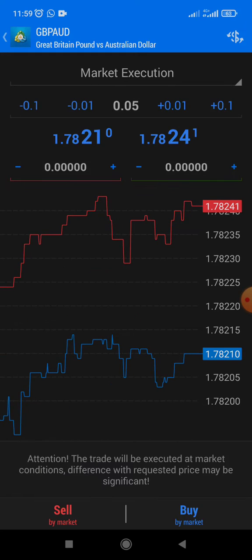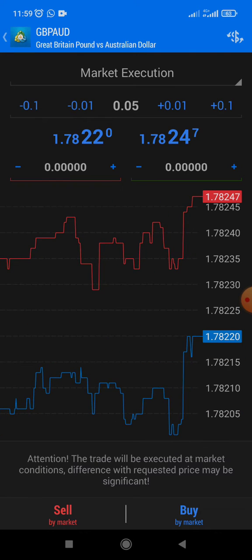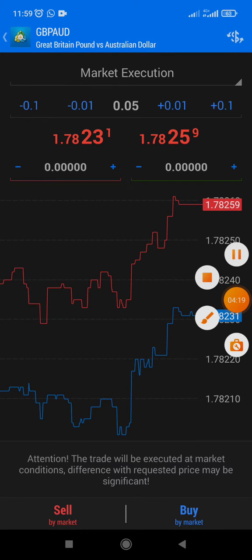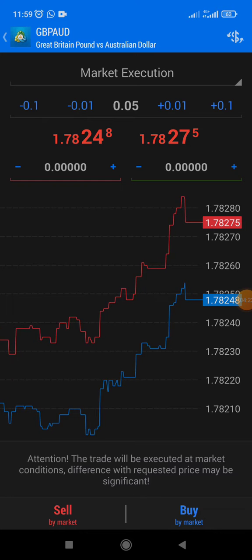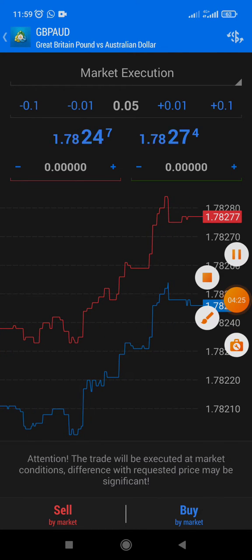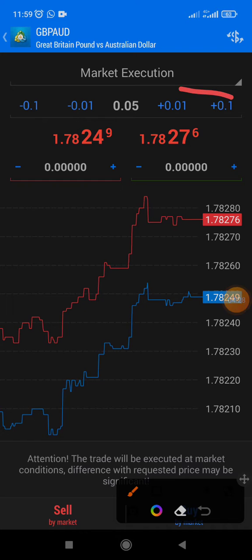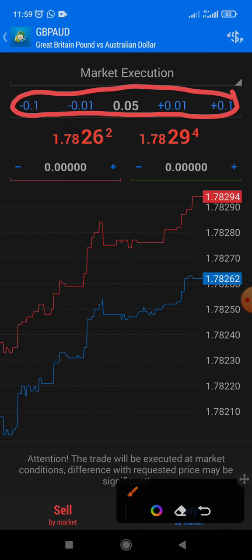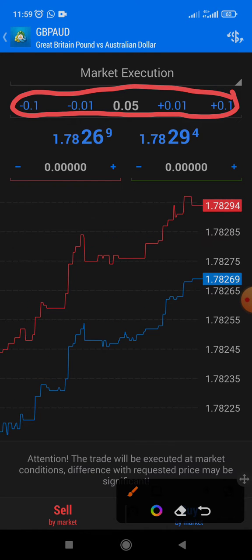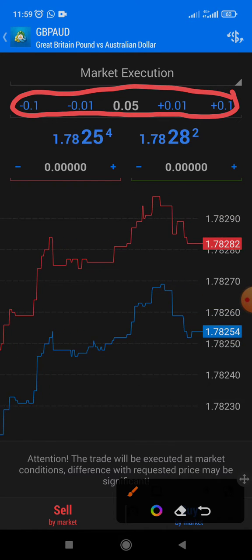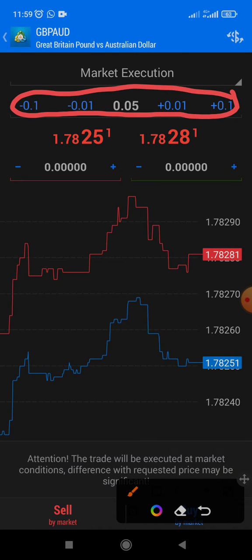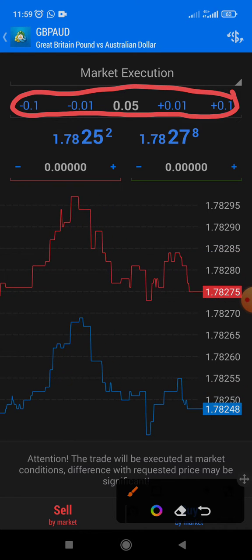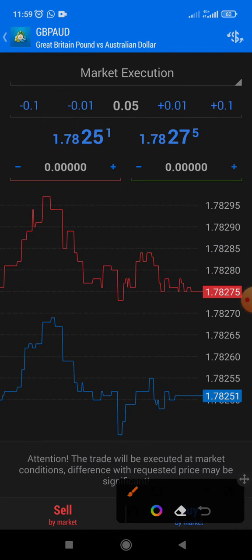When you take market execution, the next thing you will have to do, let's take it one by one, the next thing you have to look at is this portion over here. Now there is a portion you need to take note of, and that is the next portion here. You will see negative 0.1, negative 0.01, and then 0.05. Actually I put that there, but I will explain further. And then you see plus 0.01 and then plus 0.1. That is the area we're going to. Now let's take them one by one.